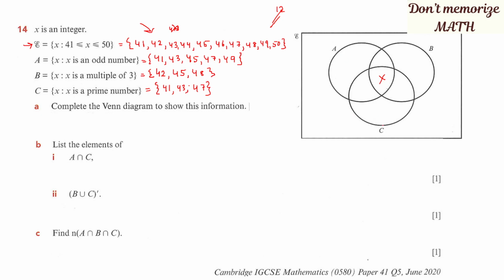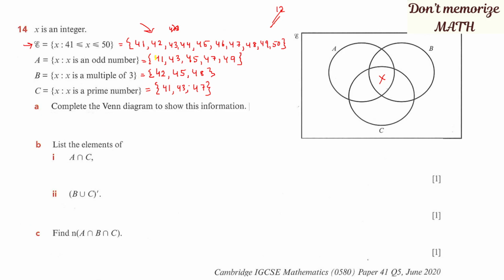Then A and C. Is there anything common for A and C? First you have to take only the common. We are going to fill all the common portions, then only the outside portions we will solve. A and C. Anything common for A and C? Just highlight it here so that it will be easy.